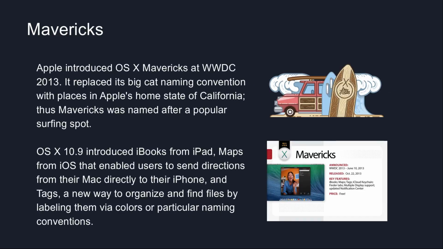A year later at WWDC was Mavericks' introduction. It replaced the big cat name convention with places in Apple's home state of California. Thus, Mavericks was named after a popular surfing spot. 10.9 introduced iBooks from iPad, Maps from iOS that enables users to send directions from their Mac directly to their phones, and Tags, a new way to organize and find files by labeling them via colors or particular naming conventions.